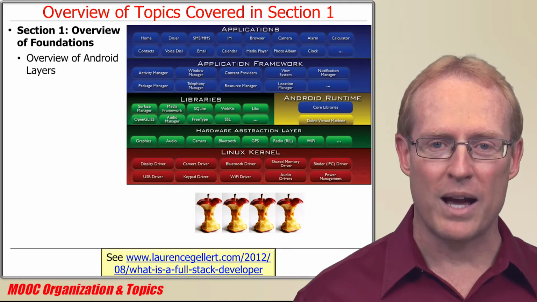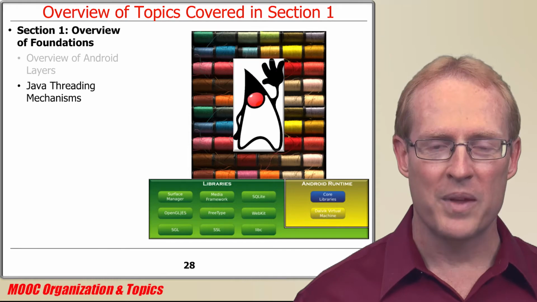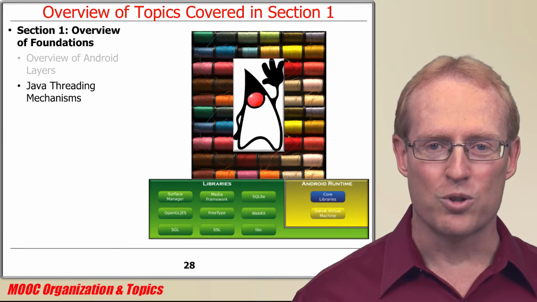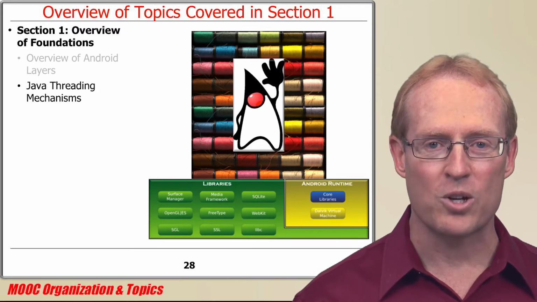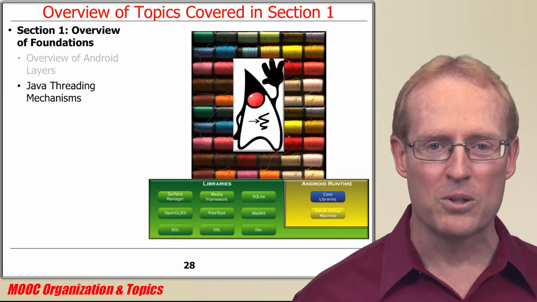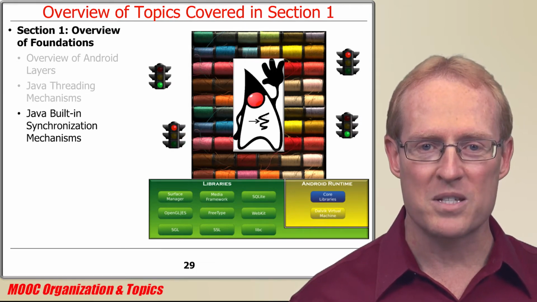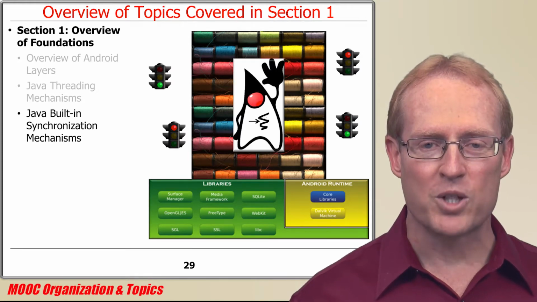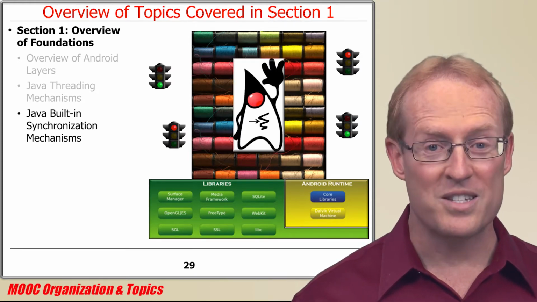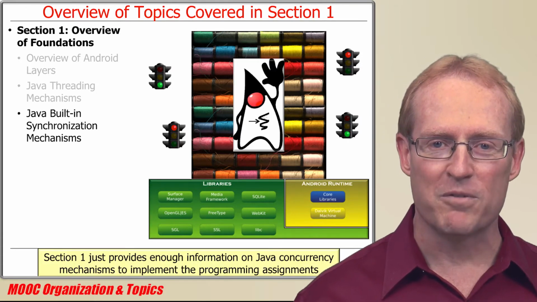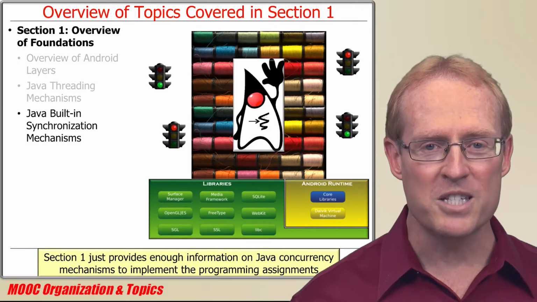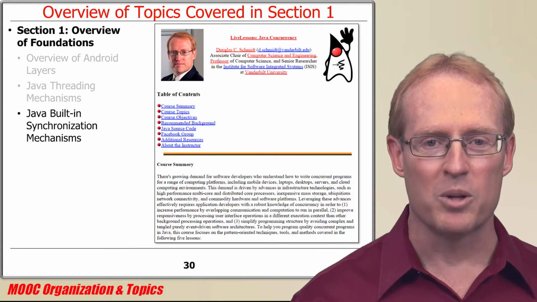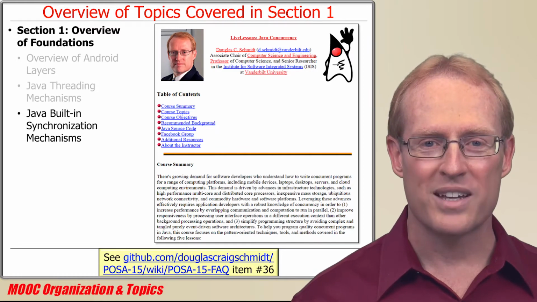This section next describes the Java mechanisms available in Android that applications can use to create, control, and terminate multiple computations that run concurrently within a process. These mechanisms are based on standard Java concurrency features, such as threads and built-in monitor objects that provide synchronized methods and statements. The coverage of Java concurrency mechanisms in Section 1 is intentionally brief, just providing enough information to implement the programming assignments in this MOOC. More comprehensive coverage of Java concurrency is available in online tutorials, articles, and books.